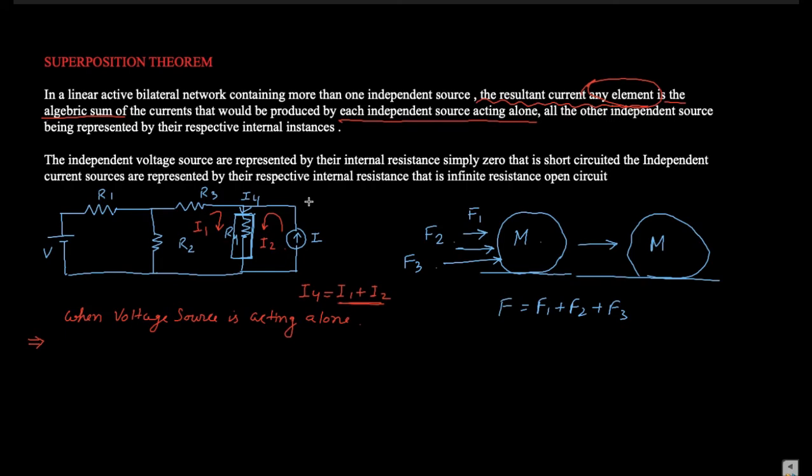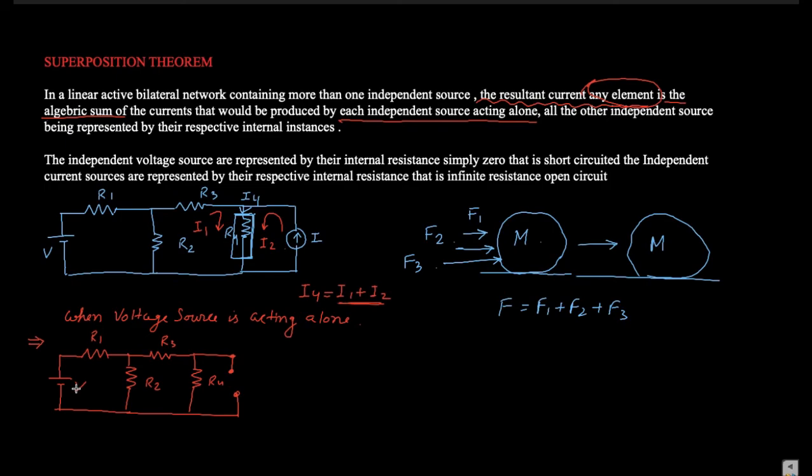We have to replace the current source by making it open. Okay, so the diagram should be like this. Keep the resistances intact. This is your voltage source, this is your resistance, this is another resistance, and make this open because the current source is open circuited. So this one is nothing but R1, R2, R3, R4 and V.